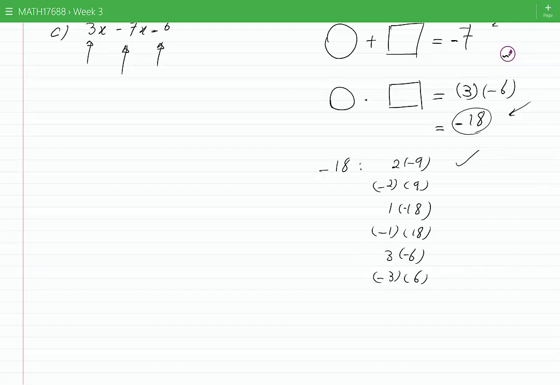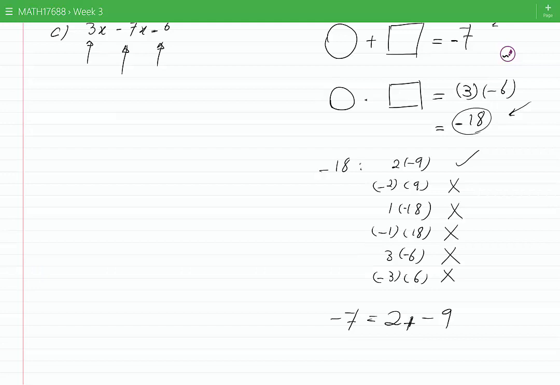Minus 2 plus 9, that's a 7. 1 minus 18, that's minus 17. Minus 1 plus 18, that is 17. 3 plus minus 6, that's minus 3. It is not minus 7. Minus 3 plus 6, that's a 3, and it is not minus 7. So the two numbers are 2 and minus 9. I can write minus 7 as 2 plus minus 9.